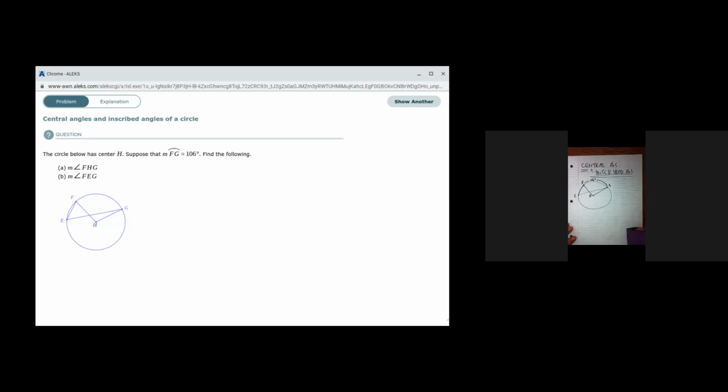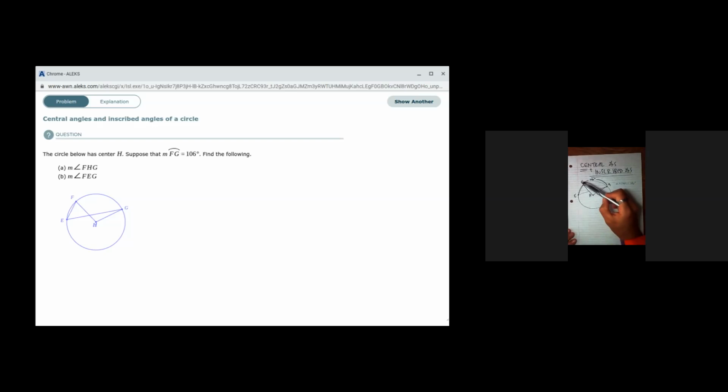It says find the measure of angle FHG. Well, the measure of angle FHG is exactly the same as the arc it subtends because it's a central angle. So the measure of angle FHG is equal to 106 degrees.